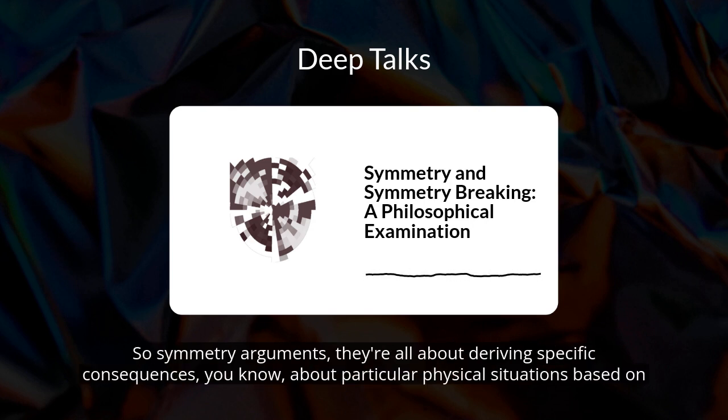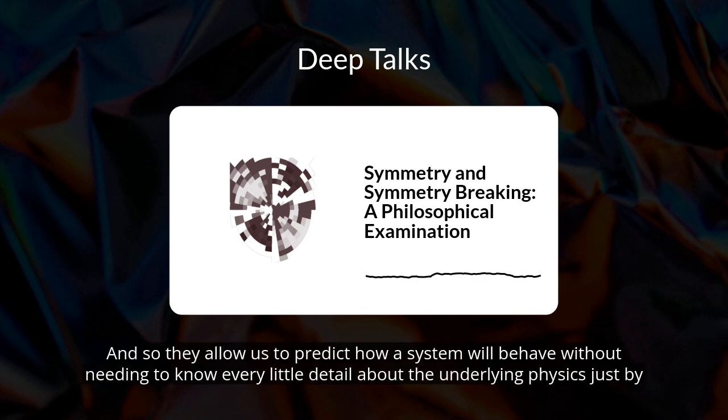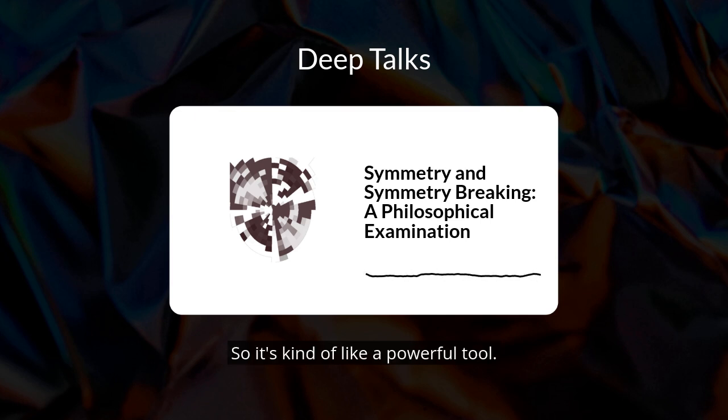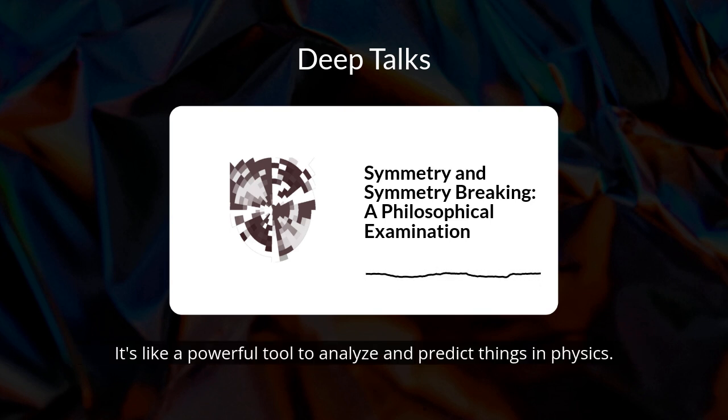So symmetry arguments are all about deriving specific consequences about particular physical situations based on their symmetry properties. And so they allow us to predict how a system will behave without needing to know every little detail about the underlying physics, just by analyzing its symmetries. So it's kind of like a powerful tool. Symmetry can be a shortcut to understand how things work. In a way, yes, it's a powerful tool to analyze and predict things in physics.